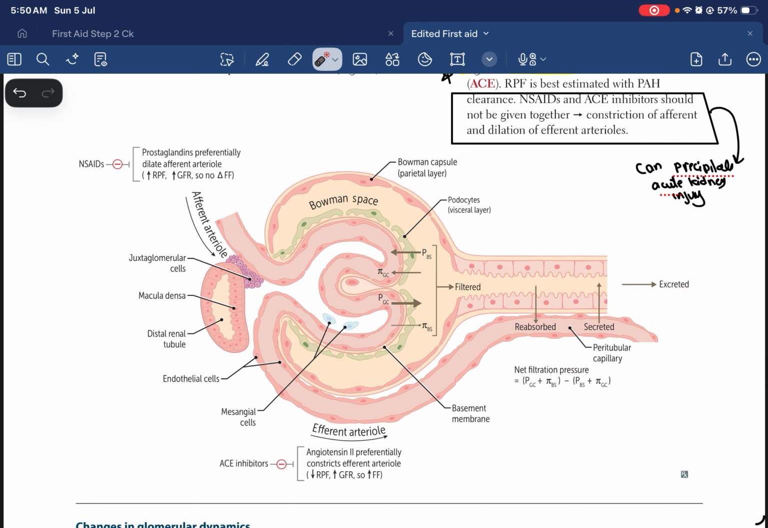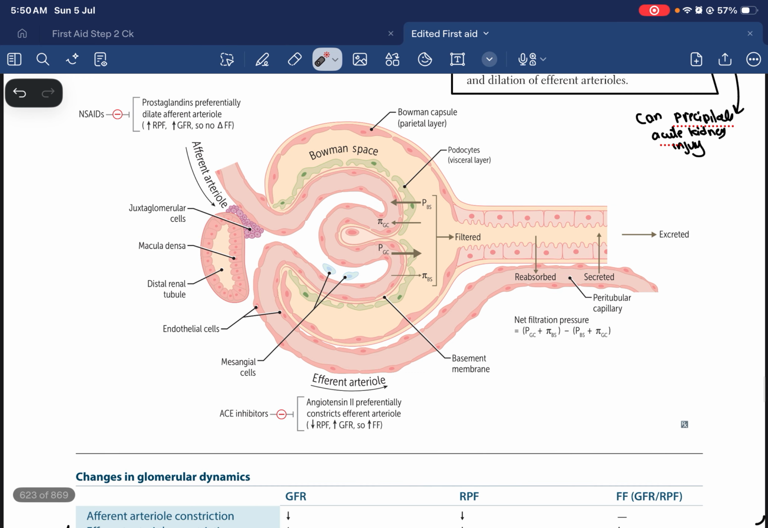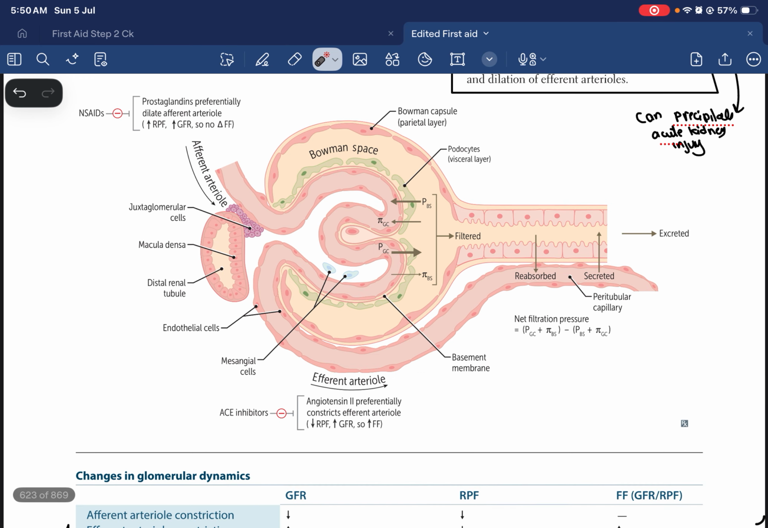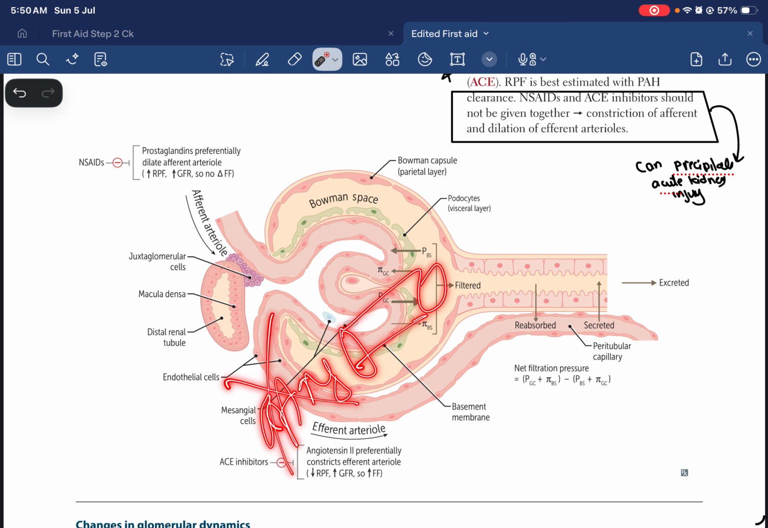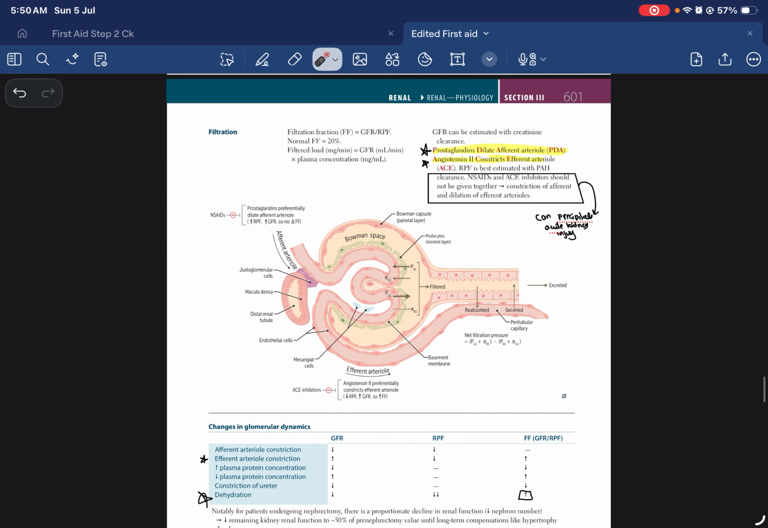So if you give angiotensin 2 blockers, which are basically the ACE inhibitors, because angiotensin 2 constricts the efferent arteriole, giving ACE inhibitors is going to inhibit that and cause dilatation of the efferent arterioles. What was angiotensin 2 doing? It was causing the efferent constriction. When you inhibit this, it's going to lead to the vasodilation of the efferent arteriole.